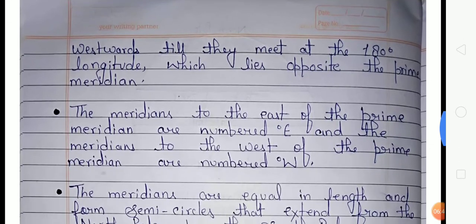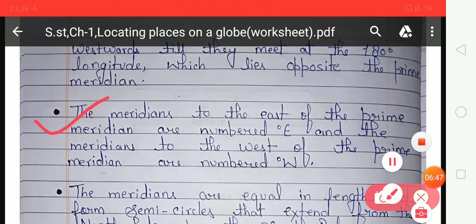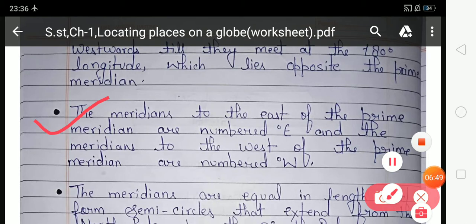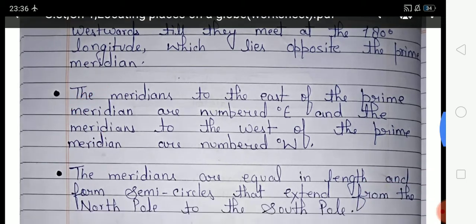Next, the third feature is that the meridians to the east of the prime meridian are numbered degree E, and the meridians to the west of the prime meridian are numbered degree W. So student, if the meridian is on the side of east, we represent it as degree E, and when the meridian is on the side of west, we represent it as degree W. Now look at the next feature.